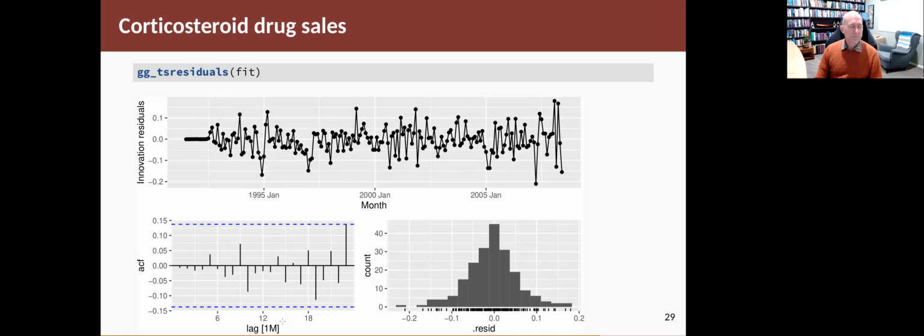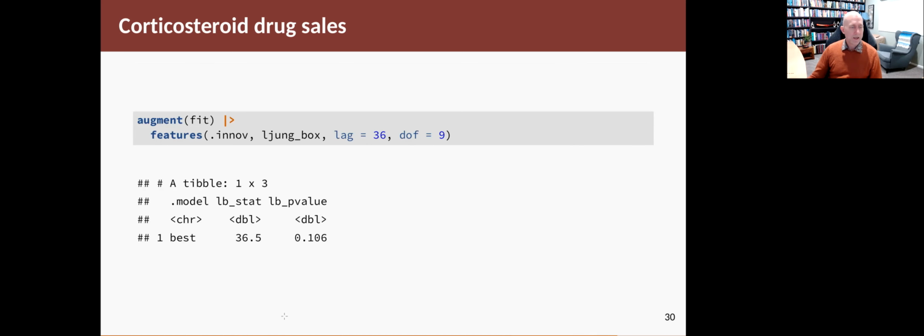Okay, so let's have a look at the residuals for this one. They don't look too bad. I have 9 parameters in this model, so I have to set degrees of freedom equals 9. And it comes back with a p-value of 0.1, which is the first one I've found that is better than 0.05. So the first one that passes the test.